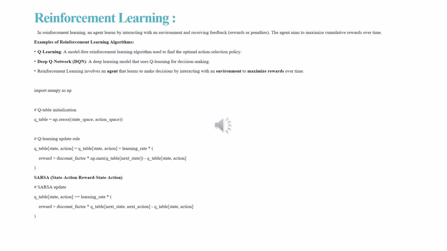The third example of machine learning is reinforcement learning. You can take an example such as a gaming part. Reinforcement learning is where an agent learns from interacting with the environment and receiving feedback, rewards and penalties. The agent aims to maximize cumulative rewards over time. For example, they have given Q learning and then deep Q network. So a reinforcement learning agent learns to make decisions by interacting with the environment and maximizing reward over time.